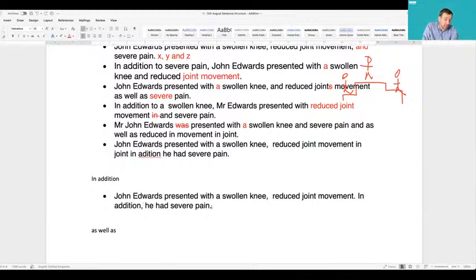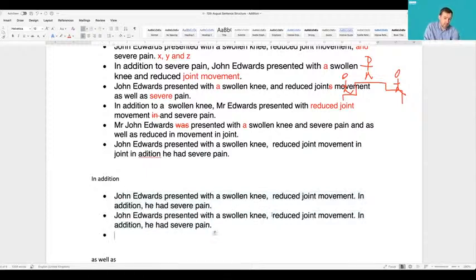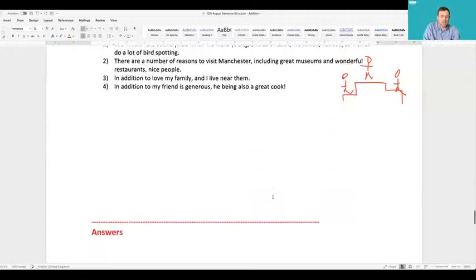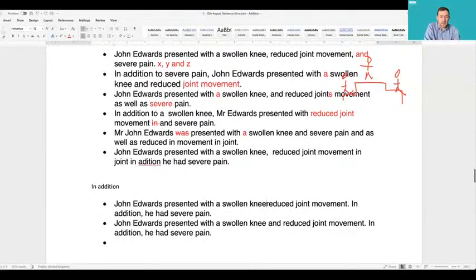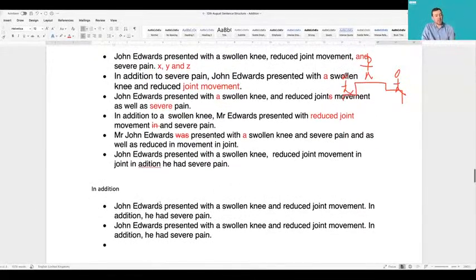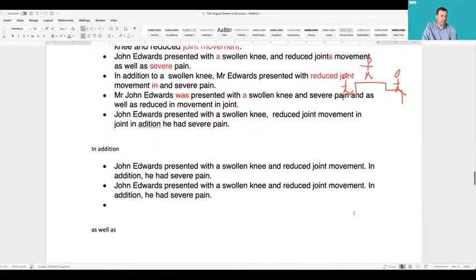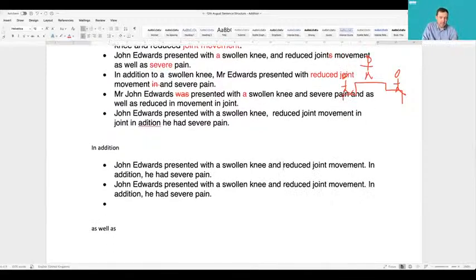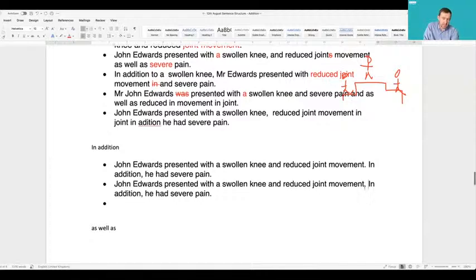Now, another way to do it with in addition would be to continue the sentence. Oh, sorry, that should be and, because there's only two things. So John Edwards presented with a swollen knee and reduced joint movement. In addition, he had severe pain. Or you can do it like this: John Edwards presented with a swollen knee and reduced joint movement, and in addition, he had severe pain. That's how you could do it.